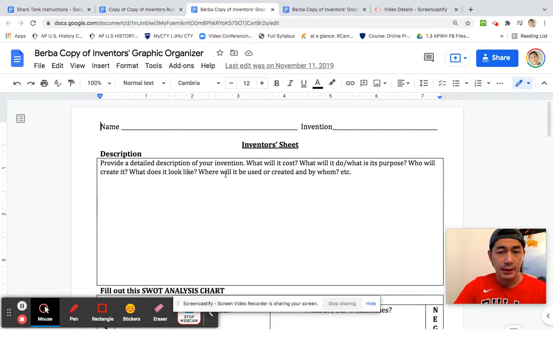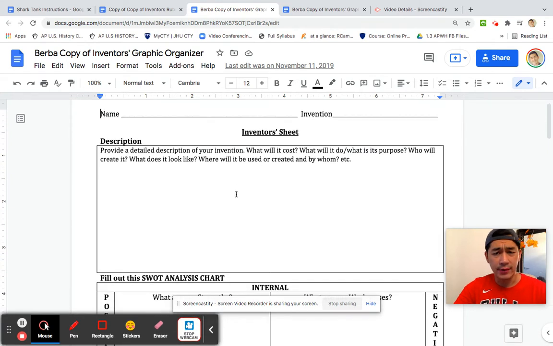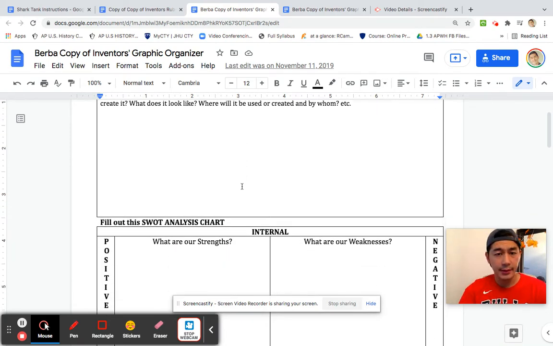Number one, you want to provide just a brief history of your, actually, first off, let me take a step back. I recommend you complete the sheet because the groups that have done so, their presentations have been more detailed. I'm not going to give you a time limit on it, but it should go roughly between, I've had them between 7 to 10 minutes. I'd even say if you're in the 6 minute margin, that's okay. But look at this. You want to give me a detailed description of your invention, what it'll cost, what it will do, what its purpose is, who will create it, or who created it, and what it looks like.